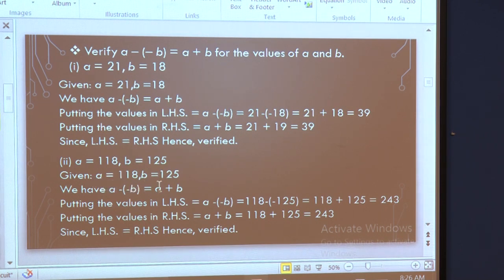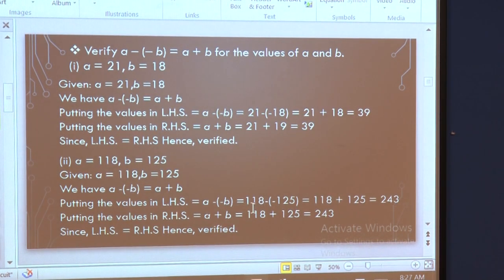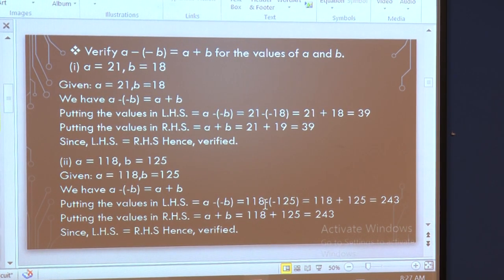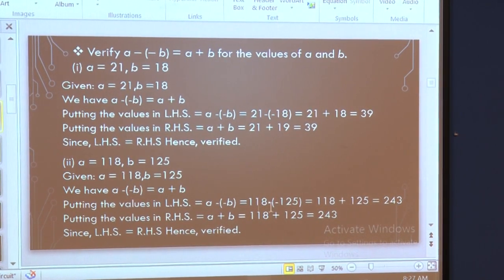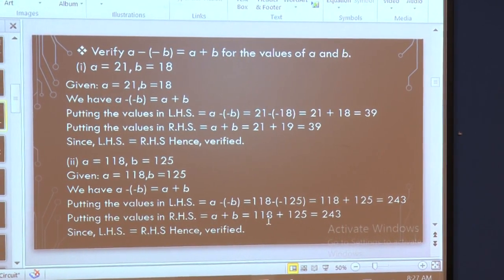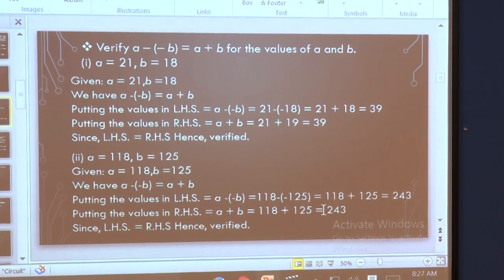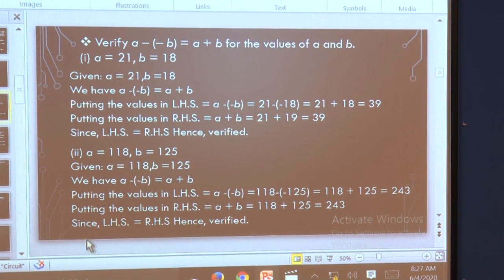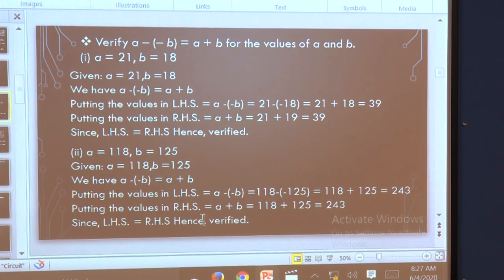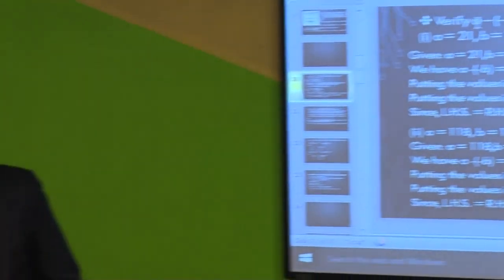Now, substituting the values similarly, you can do your own. In LHS we write A minus minus B is equal to 118, the value of A, minus minus the value of B, 125. So, it is equal to 118 plus 125, which is equal to 243. This is LHS. Similarly, putting the values in A plus B, 118 plus 125 is equal to 243. Thus we can say that LHS is equal to RHS, so we can prove the statement verification that A minus minus B is equal to A plus B.